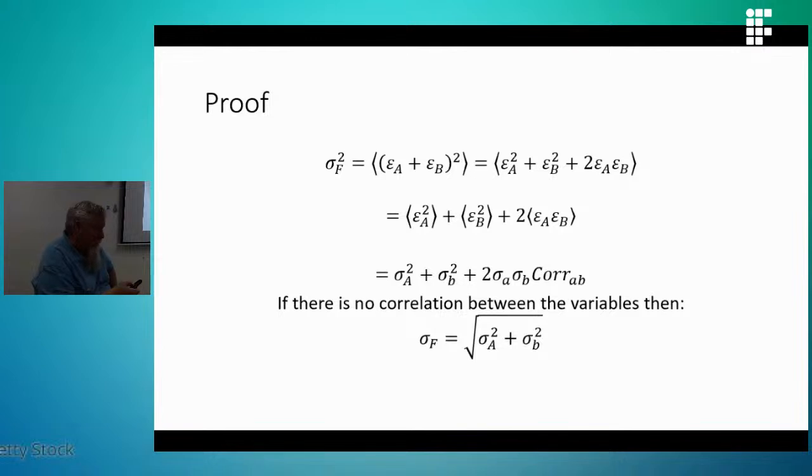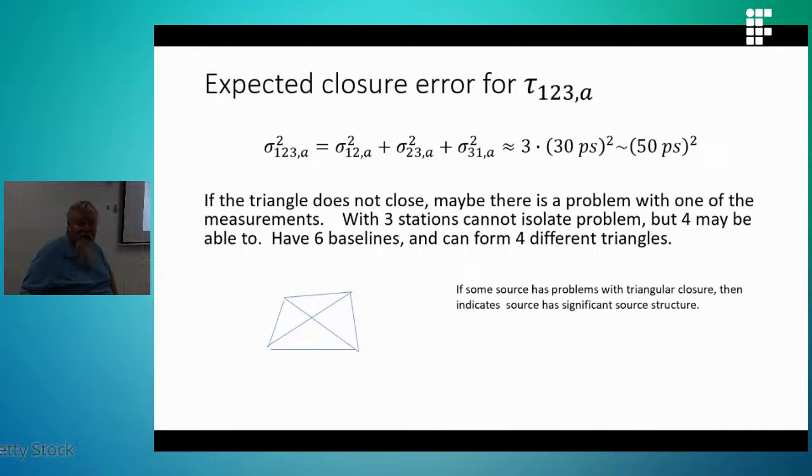But I just go through the definition. So I'm going to use this to go back to our first thing about what is the expected closure error to go around this triangle. And I'm assuming that the measurements are independent. And in that case, this closure error is the error for baseline 1, 2, the error for baseline 2, 3, the error for baseline 3, 1.